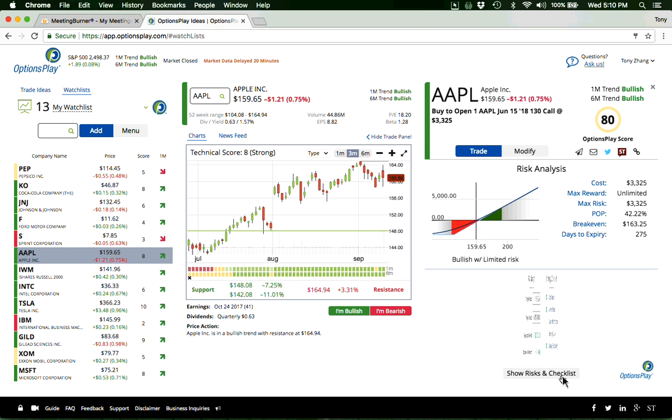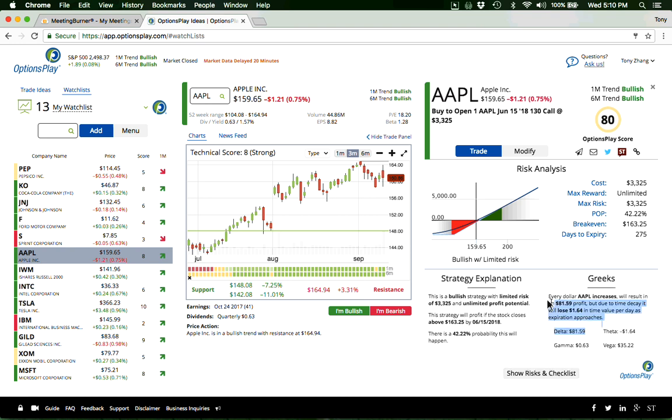And what does that delta equate to? It is the 81 delta call. So I would say 80 to 85 delta is where you'd like to be if you're trying to trade a deep in the money call for a poor man's cover call.